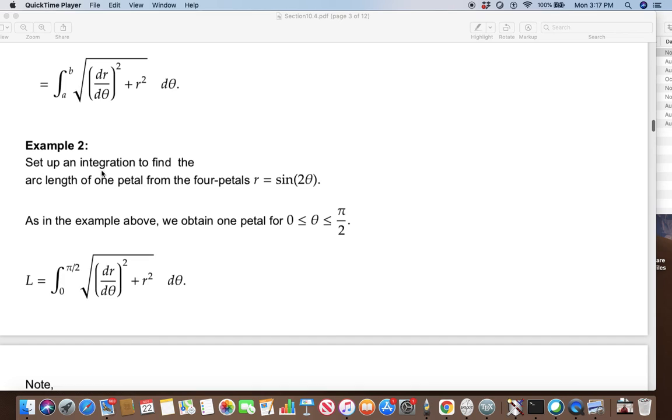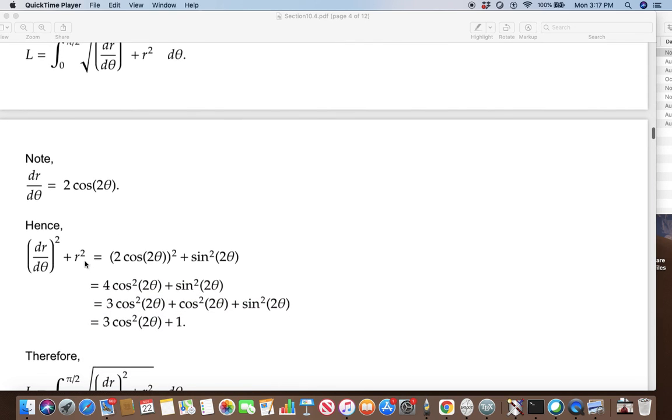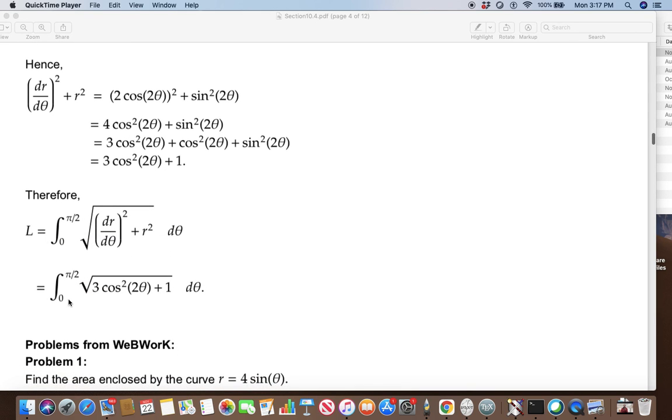Here is an example. Set up an integration. Only set up. They are not asking us to find it. Find the arc length of one petal from the 4 petals, r equals sine 2 theta. The same example as before. The angle is between 0 and pi by 2. You are looking for dr d theta squared plus r squared. dr d theta is 2 cosine 2 theta. r is sine 2 theta. Alright. So when I square it, simplify, and proceed, I get 3 cosine squared 2 theta, plus 1. Square root of that. That is it. They have asked us to set it up, not to evaluate. So that's your arc length.